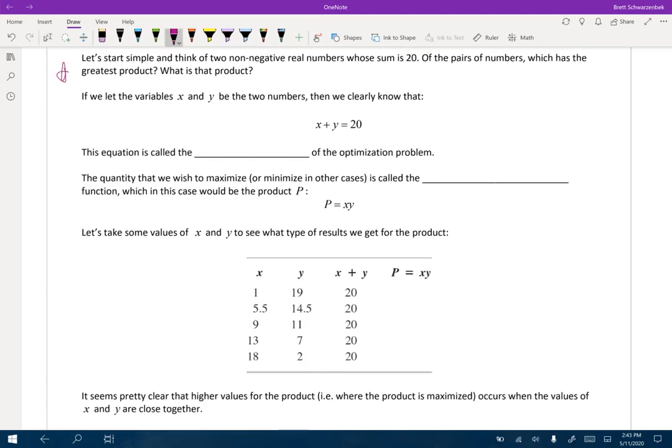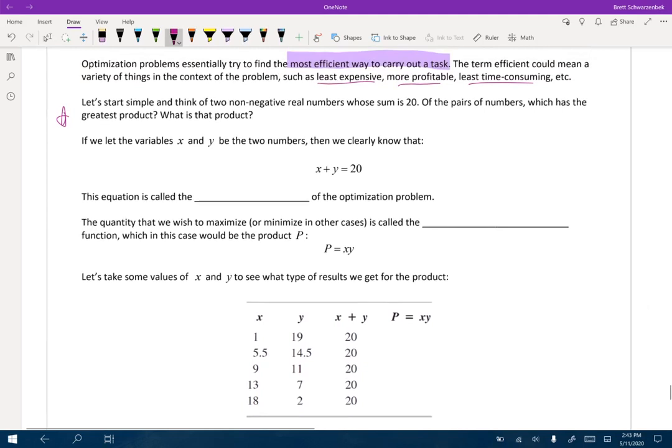It says, let's start with a simple one and just think of two non-negative real numbers in your head. And just assume that the sum of these two non-negative real numbers is 20. Remember, real numbers can be integers or decimals, whole numbers or decimals. So just not negative, because we want to make sure that they're non-negative. It says, of these pairs of numbers, which has the greatest product?